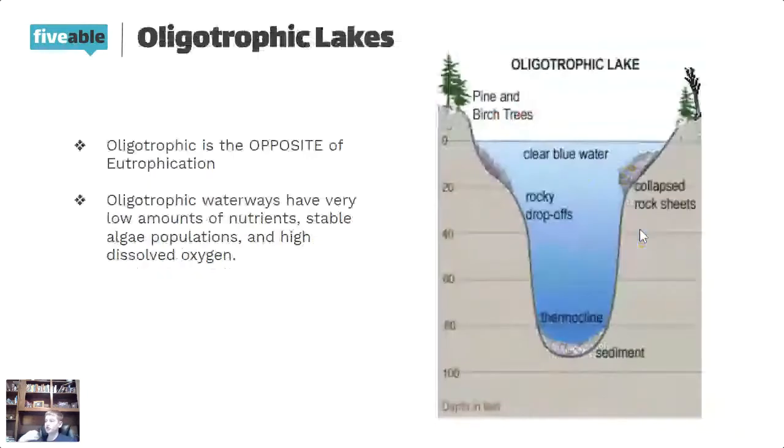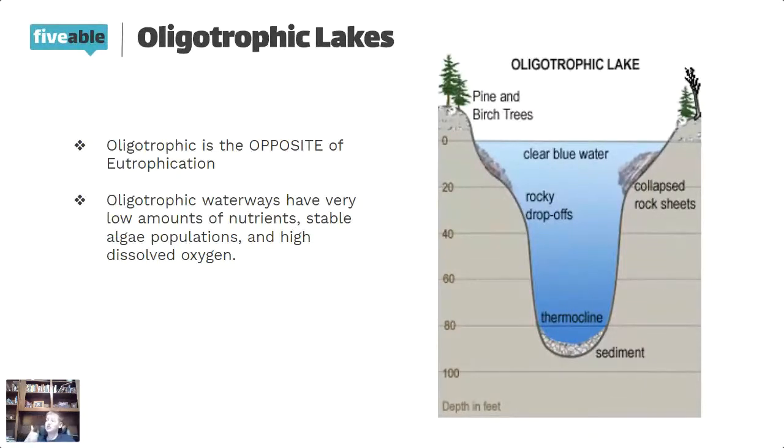Now, oligotrophic. Oligotrophic is the opposite of eutrophic. It means that there are almost no nutrients in the water. They have low amounts of nutrients, a stable algae population, no mats, no extra things forming, but they have really high dissolved oxygen. So if something's going to have really high DO, what else does that mean? Can anybody tell me in the comments what's going to happen if I have high DO? Oh, and as a preface, dissolved oxygen does not change temperature. Temperature can change dissolved oxygen.